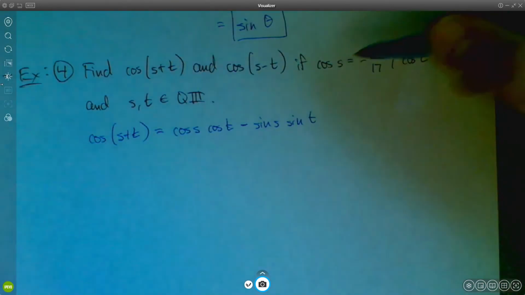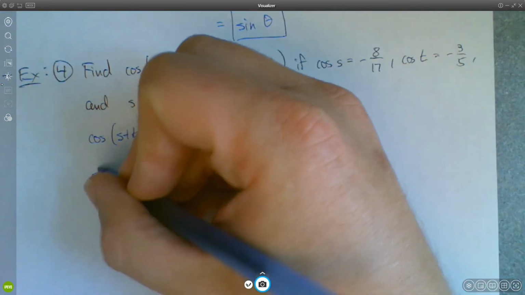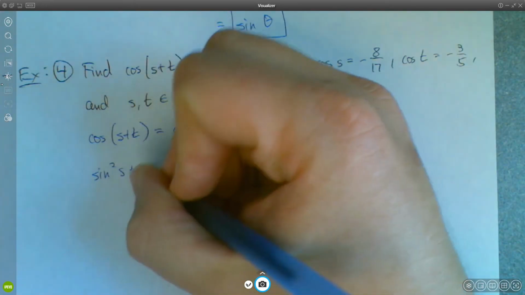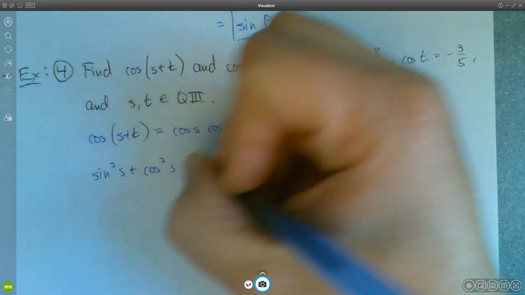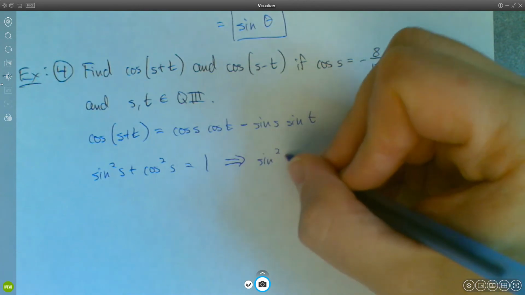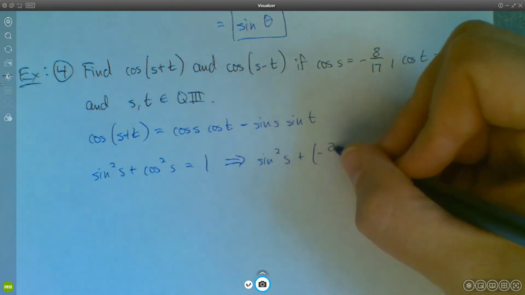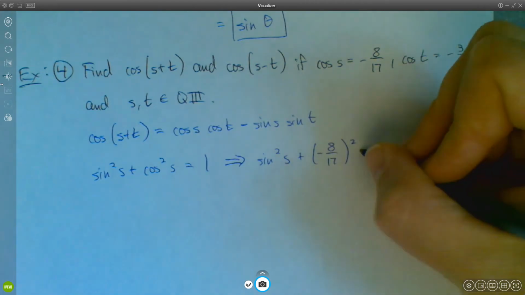So let's solve for sine s. So I know that sine squared s plus cosine squared s equals 1. Well, that means that sine squared s plus negative 8/17 squared equals 1.